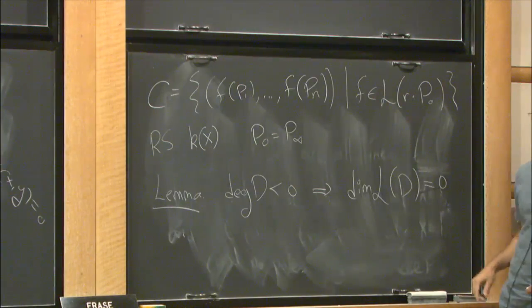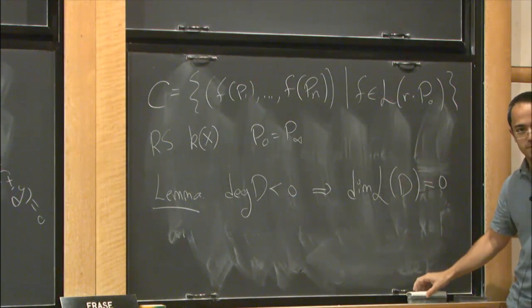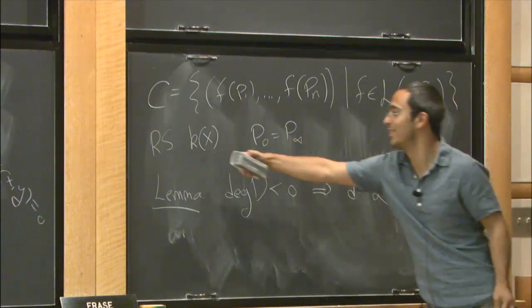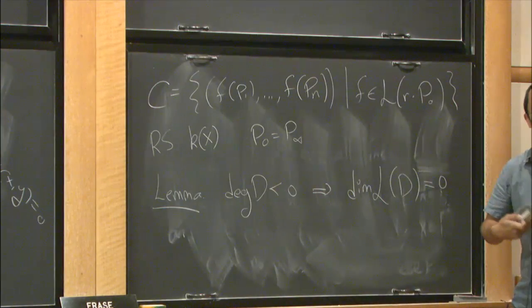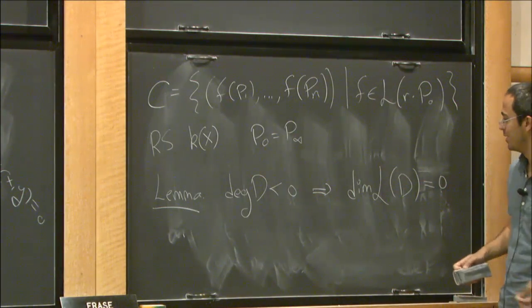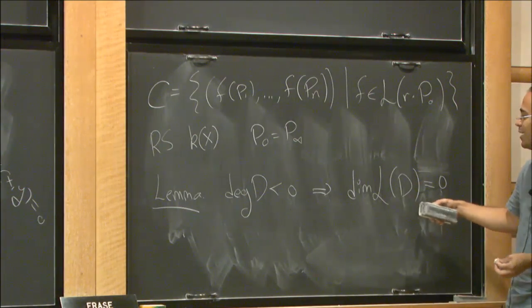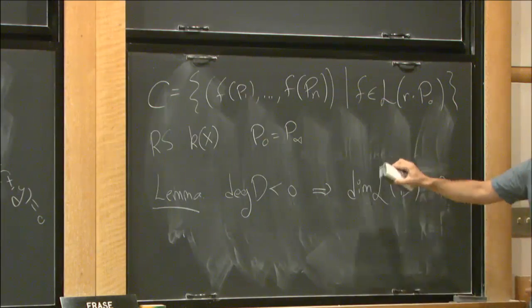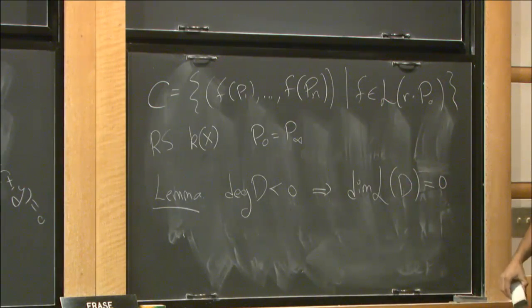Technically, you need to add zero all the time, but the dimension is zero. Okay, this kind of makes sense, right? If you require more, even in this function field, which is the nicest one, which you lose nothing by requiring more, you just lose what you have to lose. Even there, this holds. So this is the analog of the fundamental theorem of algebra that you use.